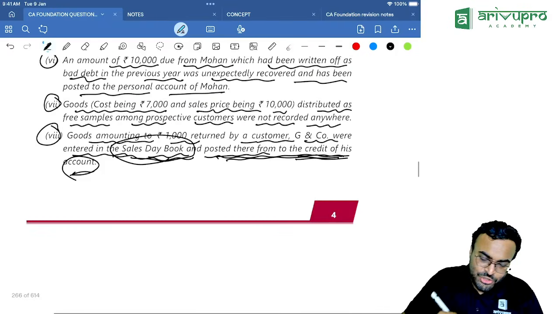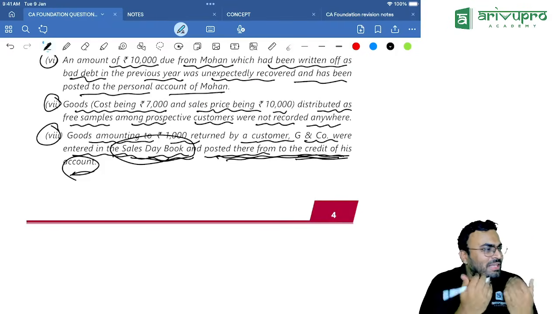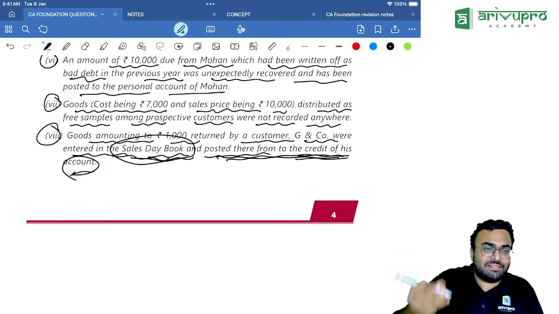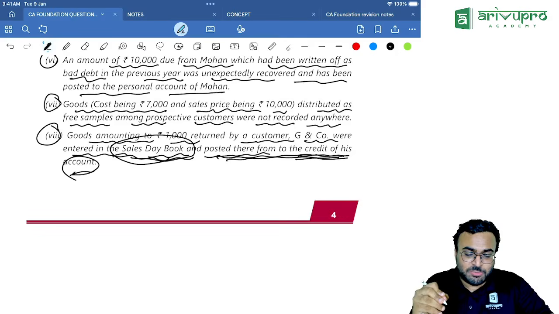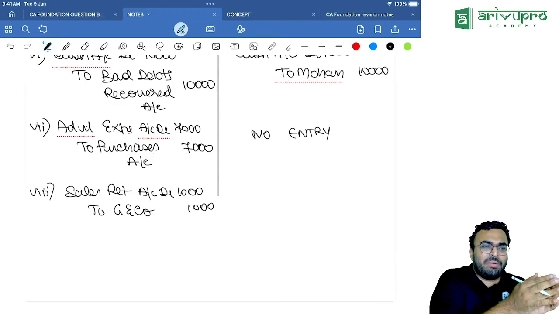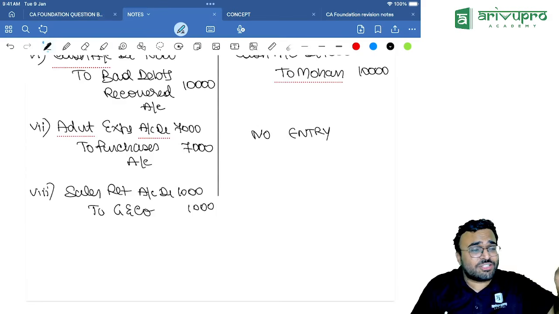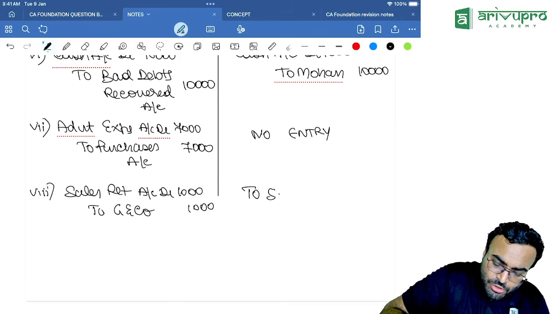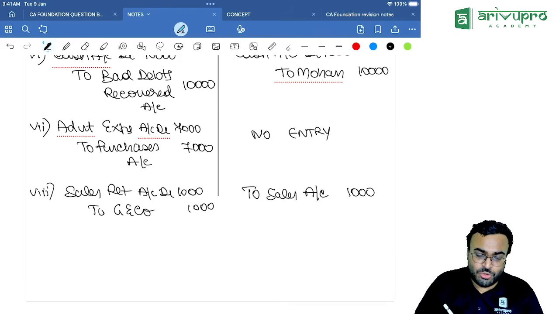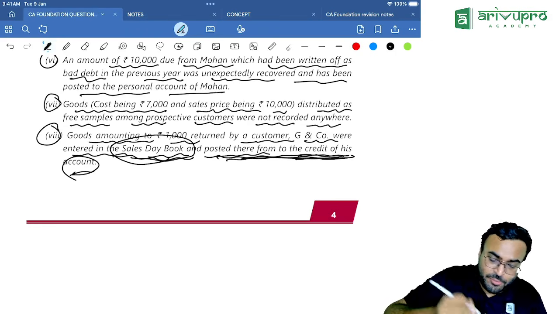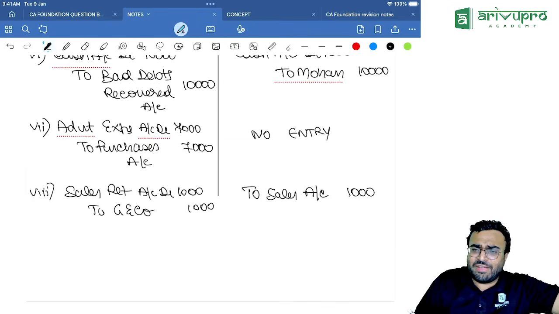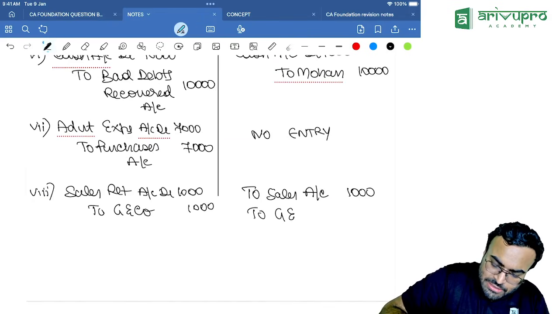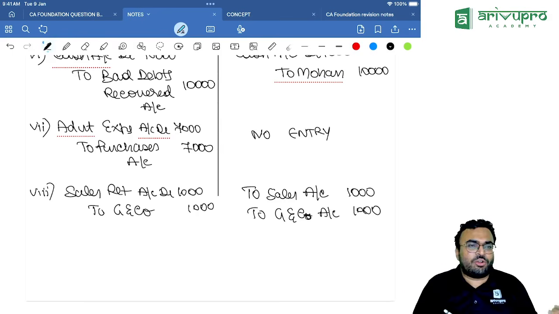Is this clear? So goods amounting to 1,000 returned by customer is sales return. Now what did they do? They entered in the sales book. If they enter in the sales book, actually the entry should have been G and Company account debited to sales. Do we have these kind of errors already in the study material? Yes. Clear? So you are going to write to sales account 1,000 and posted therefrom credit to the credit of his account. So compensating error, we have seen this. So to G and Co account 1,000.